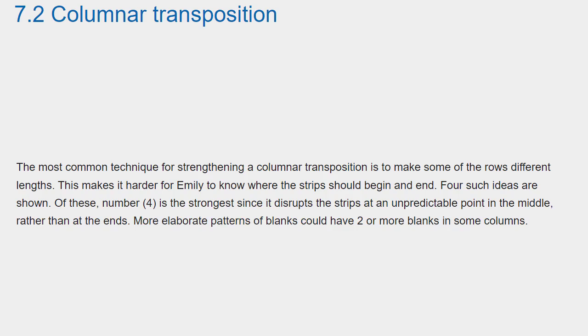than at the ends. More elaborate patterns of blanks could have 2 or more blanks in some columns. Columnar transposition with these variations is rated 4, provided that Emily does not know the pattern. The rating goes up to 5 for variant 4 if the key is long, and there are a variable number of blanks in the columns.